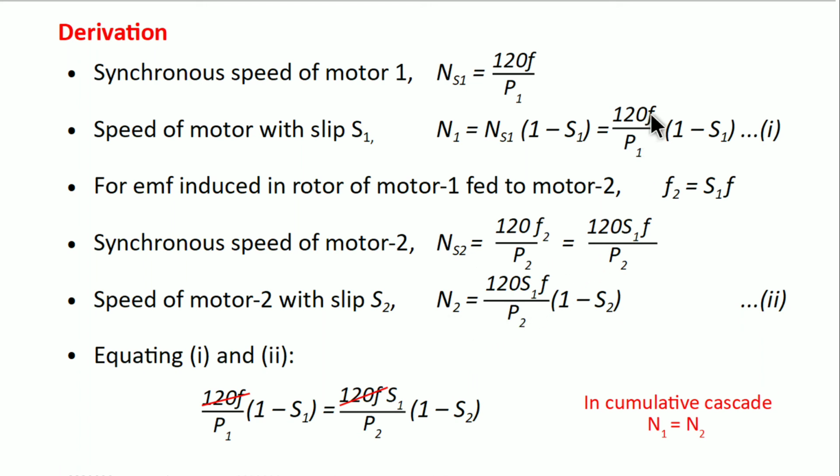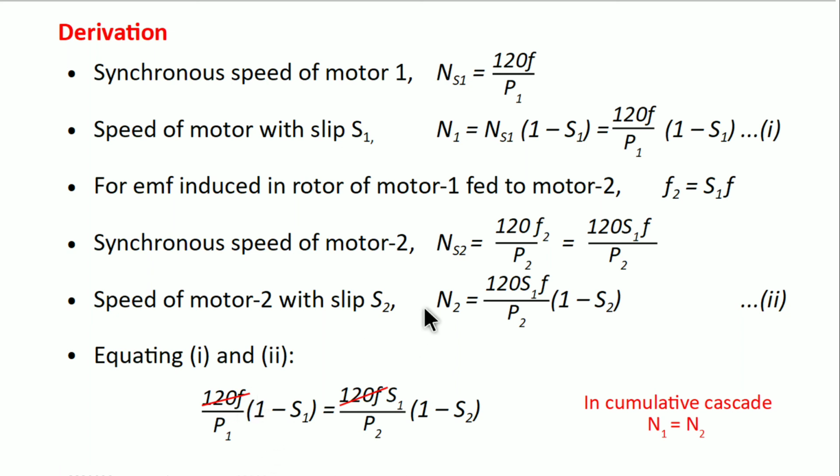So the first motor will give 120 F over P1 into 1 minus S1. The second motor will give a speed 120 S1 F over P2 into 1 minus S2, where the slip of motor 2 is S2 and the slip of motor 1 is S1. Now these two speeds, N1 and N2, that is equation 1 and equation 2 speeds, are equal. Why? Because they are mounted on the same shaft, they will run at the same speed.